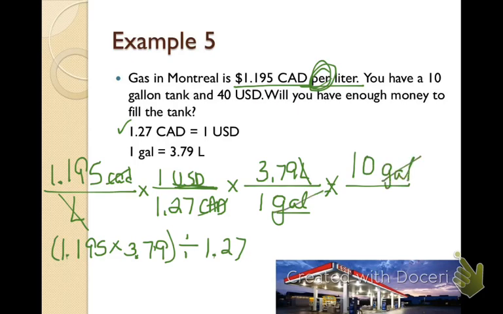All right, so let's see, 3.79 times the 10, get that all in parentheses, divided by 1.27. Now, when we're in class, I want you to tell me if there is enough money, if there's any money left over, tell me how much money there's left over. All right? Or if there's not enough money, tell me how much more money you need.